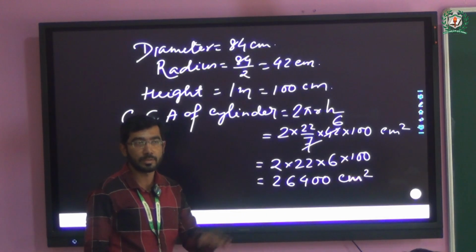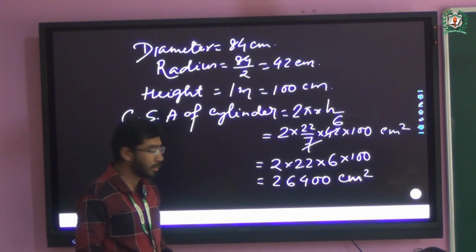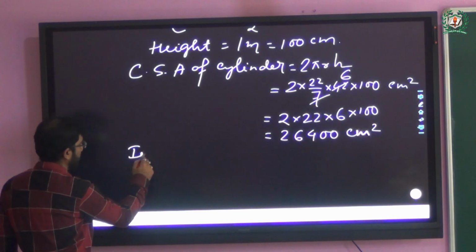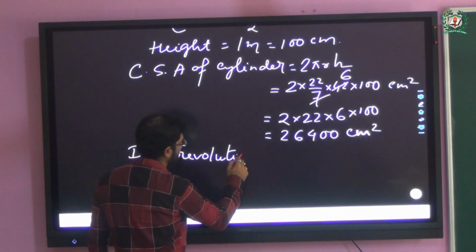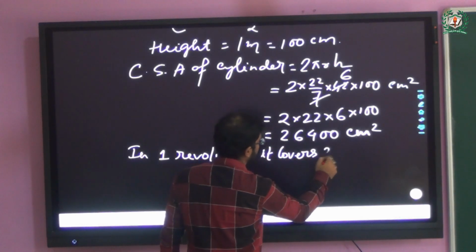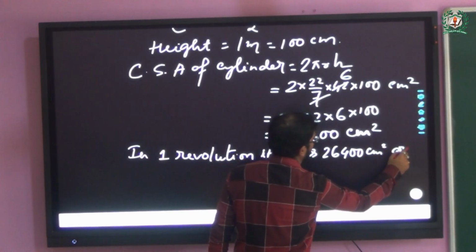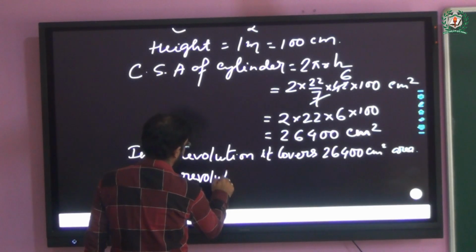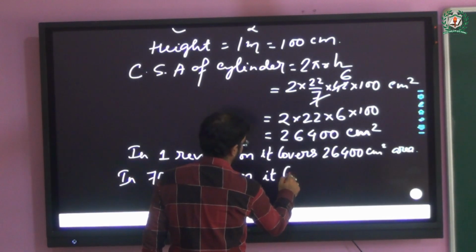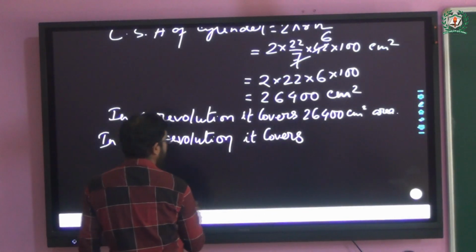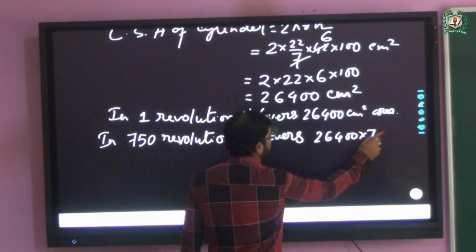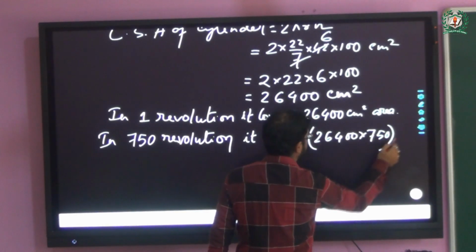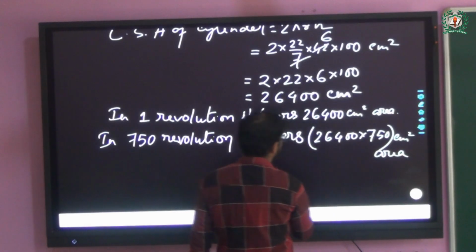Can I say that in one revolution it covers this much area? And to complete the road, how many revolutions has it done? So to find the total area of the road, we will multiply this by 750. So write that in one revolution it covers 26400 centimeter square area. So in 750 revolutions, it covers 26400 into 750 centimeter square area.